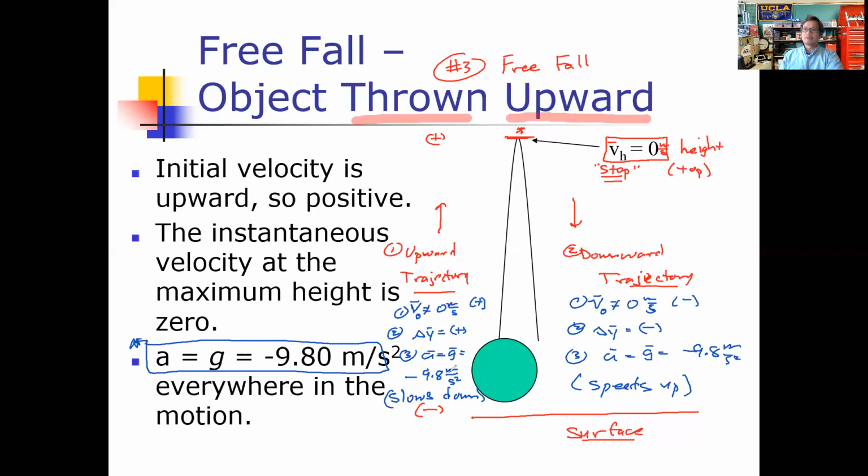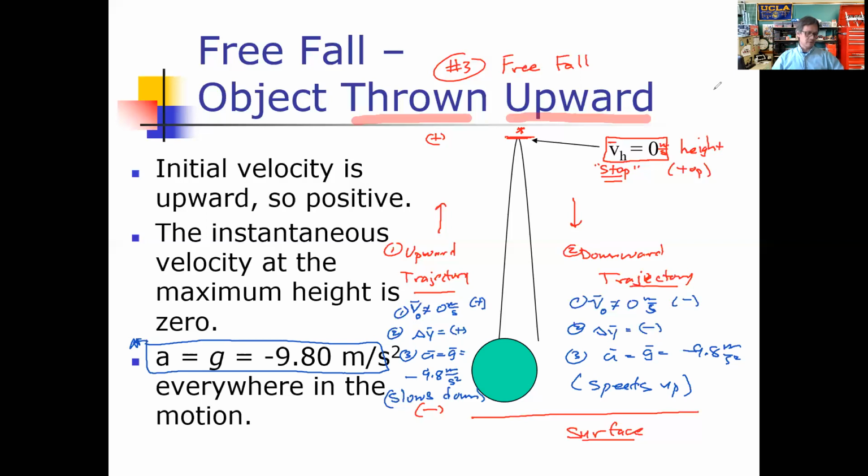So the object slows down as it moves up. It speeds up as it comes back down. This is the third case of the free fall, folks. And this one is not as simple to understand and to remember as the previous two. But if you work out these problems, you're going to realize that this becomes pretty straightforward.